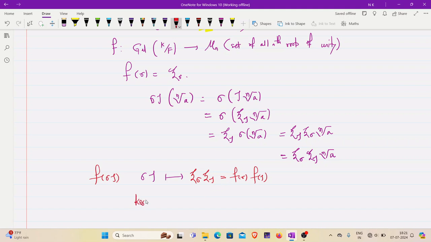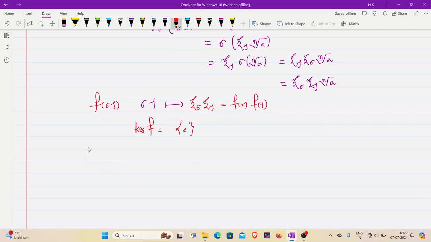Okay, now we will work on the kernel. What will be the kernel of f? Kernel of f means the set of all automorphisms which fix nth root of a. But the only automorphism which fixes nth root of a is the identity map. So the kernel of f is the singleton identity, and that is the reason that this is injective as well. So f is an injective homomorphism.